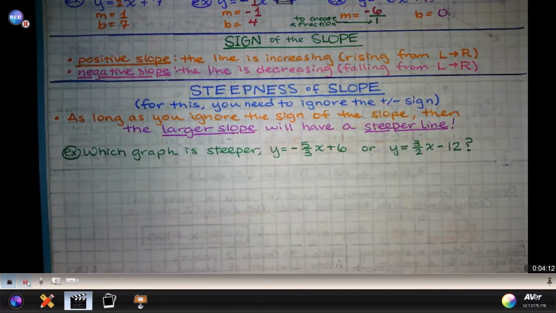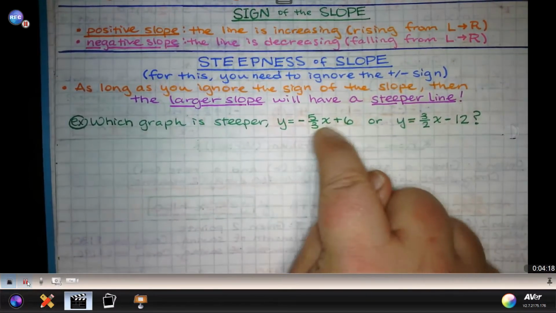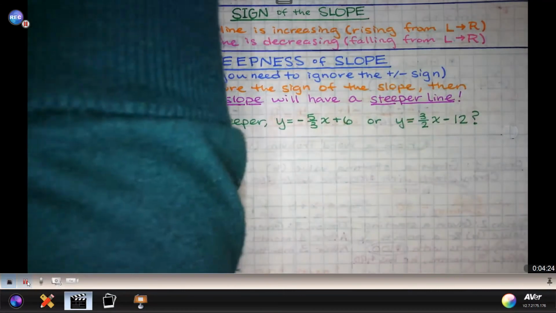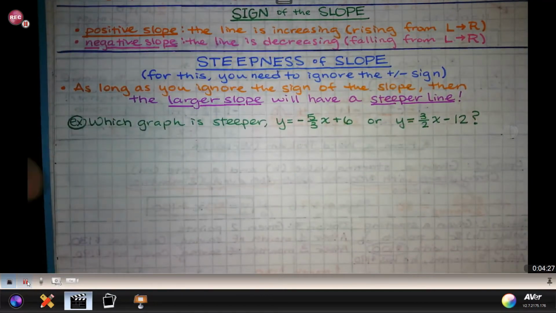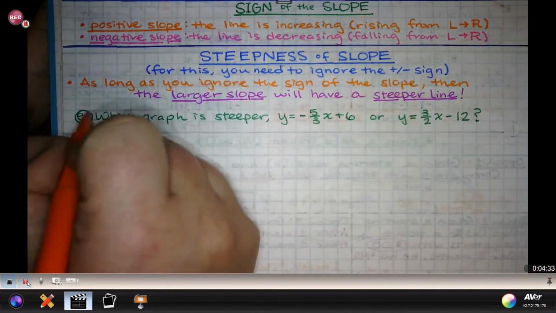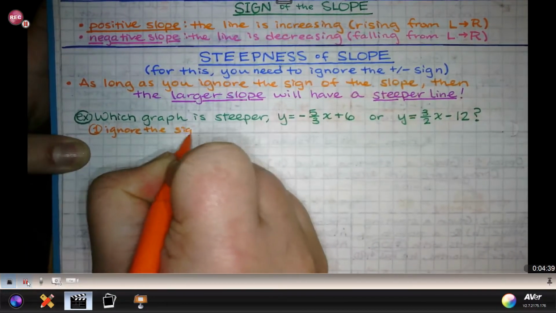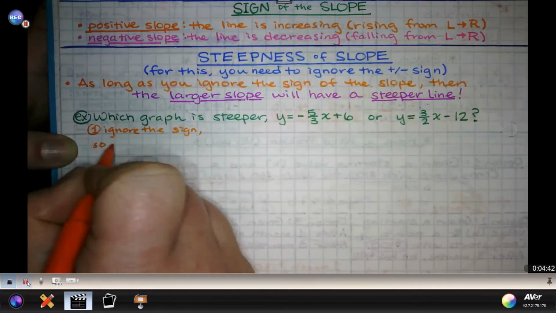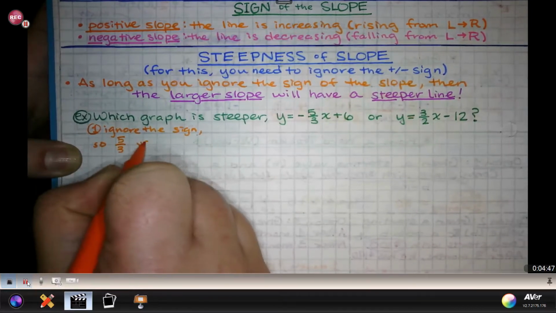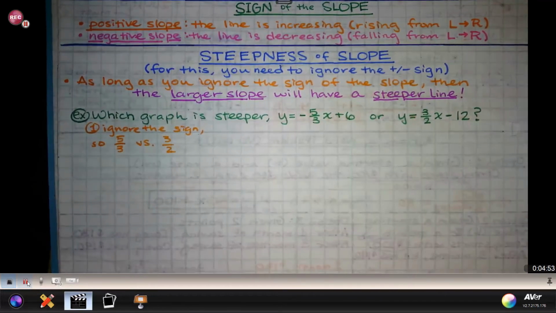Okay, so for example, which graph is steeper, y equals negative 5/3 x plus 6, or y equals 3/2 x minus 12? Okay, so the thing you want to compare is the slopes. That's all that matters. So we want to compare the slopes, but again, we want to ignore the positive and negative sign. So ignore the sign. So we're going to drop that negative. We just have 5/3 versus 3/2, which is already positive. So now I dropped that negative sign. We don't need it.